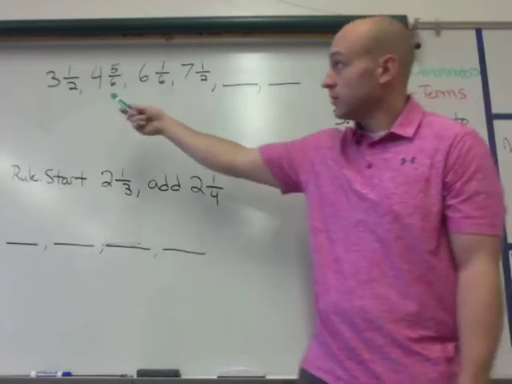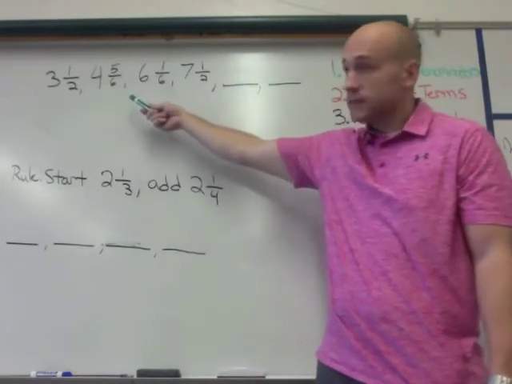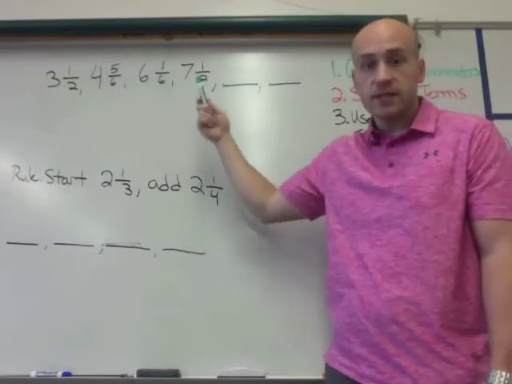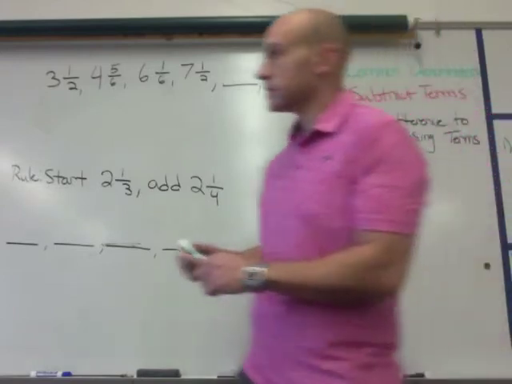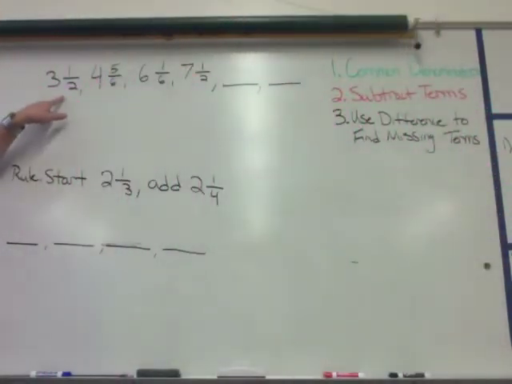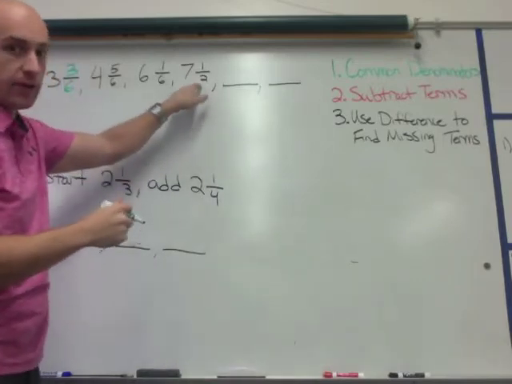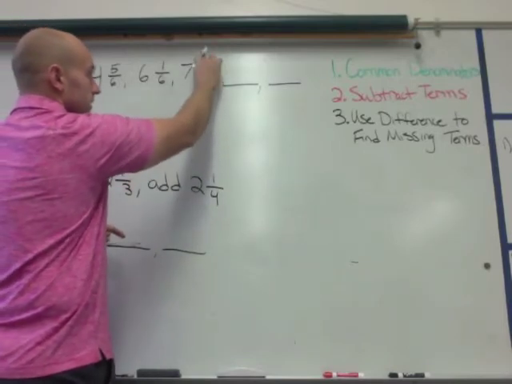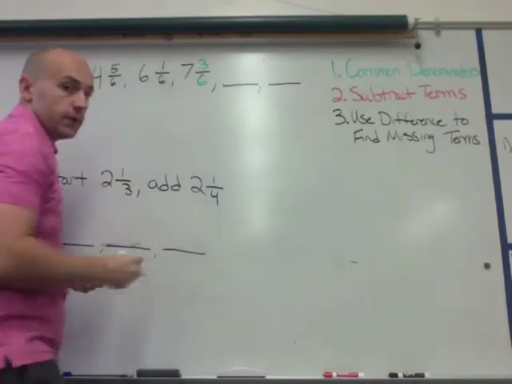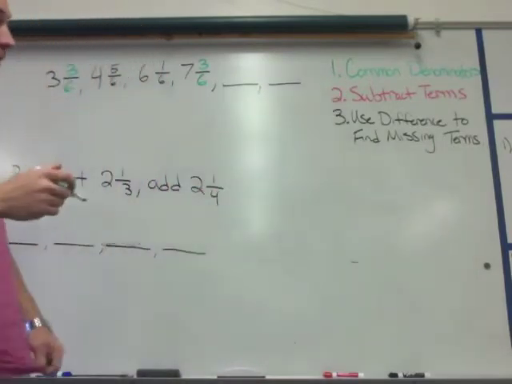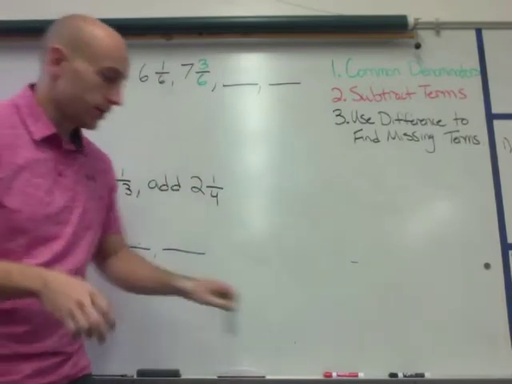So right here in my terms, I have 3 1/2, 4 5/6, 6 1/6, and 7 1/2. So our common denominator that we're going to use is 6. So I just need to change a couple fractions. So I need to change 3 1/2. If I change this denominator to 6, my numerator is going to be 3. And then I have this 7 1/2, another half. So it's going to be the same thing, 3/6. Okay? So that was step number 1. We're going to find common denominators. Check, we're done. The next thing we're going to do is subtract the terms.